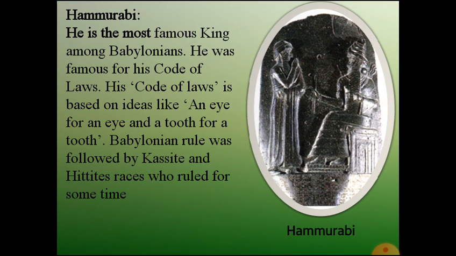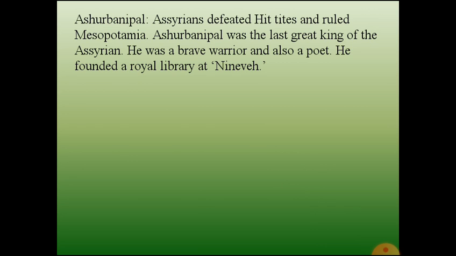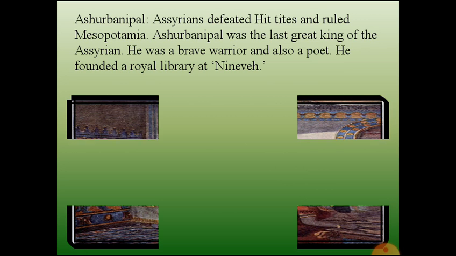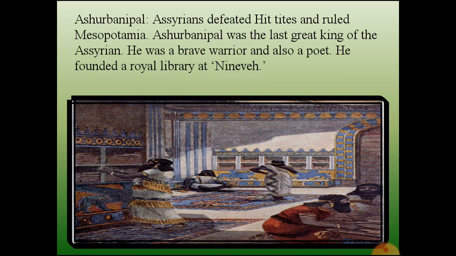Now we shall see about Ashurbanipal. Assyrians defeated Hittites and ruled Mesopotamia. Ashurbanipal was the last king of the Assyrians. He was a brave warrior and also a poet. He founded a royal library at Nineveh, and it was such a big library that even today it is remembered.